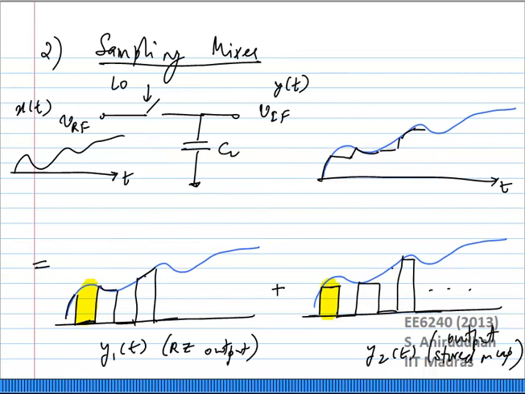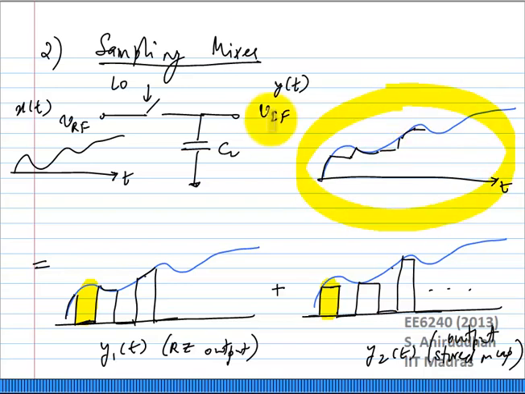Then the next circuit we considered was the sampling mixer, and in this case you just have a switch and a capacitor. So in this case, instead of returning to zero, the voltage across the capacitor at the end of the LO half cycle is held on the capacitor till the beginning of the next half cycle when the switch turns on. So therefore you get a waveform which looks something like this.